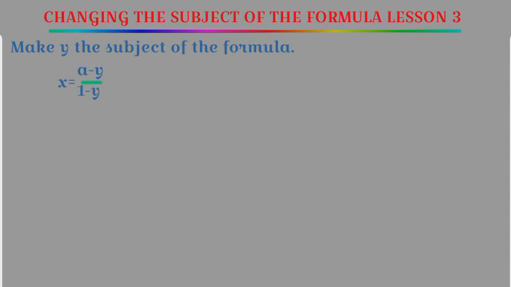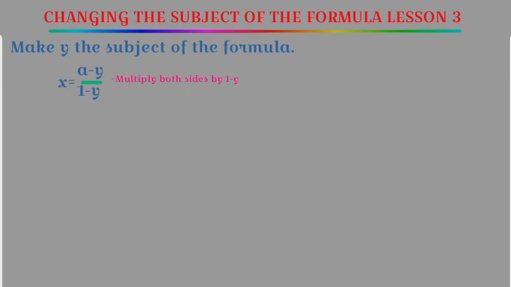First of all, we have a fraction on the right side of the equal sign, which is a minus y over 1 minus y. So we need to get rid of the fraction. How are we going to do that? We have the denominator, which is 1 minus y. So we are going to multiply both sides by 1 minus y. When we do that, we are going to get rid of the fraction.